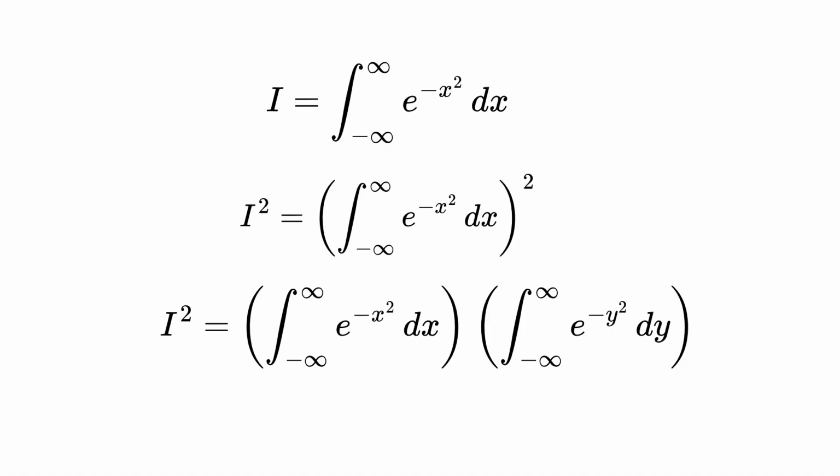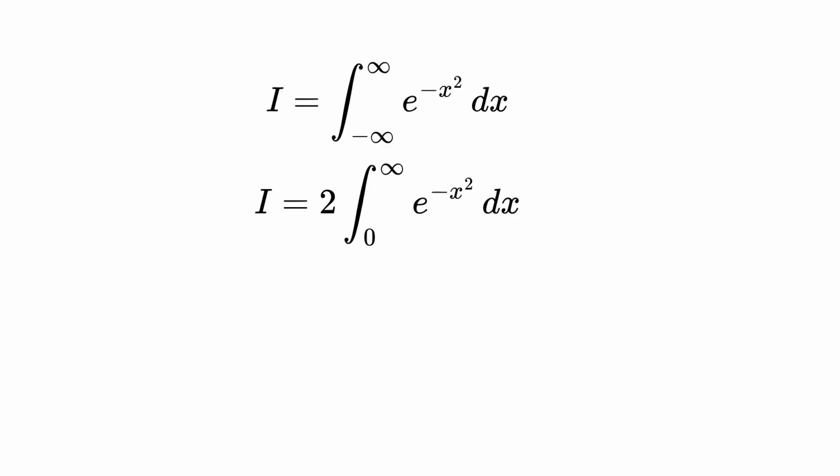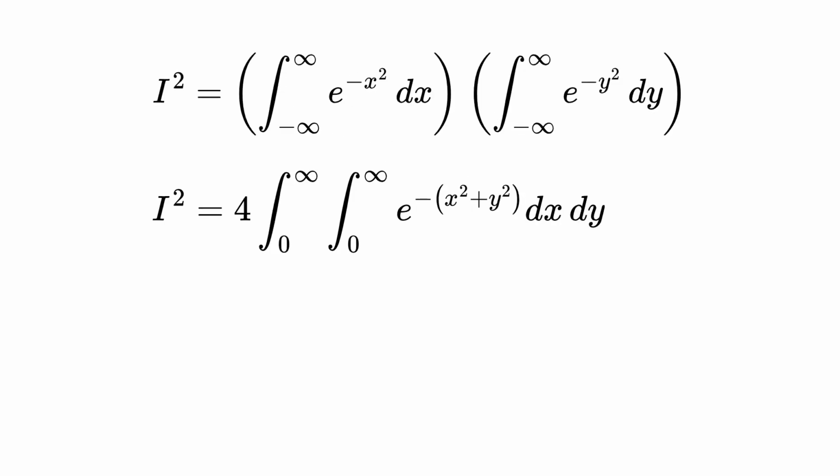Then we square both sides. And then we change the variable from x to y. If you see the graph of e to the power minus x squared, you can see that it's symmetrical from minus infinity to 0 and from 0 to positive infinity. So you can write the integral like this. Therefore, I squared can be written like this.